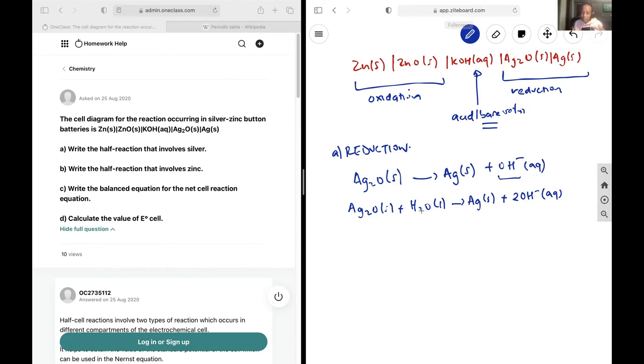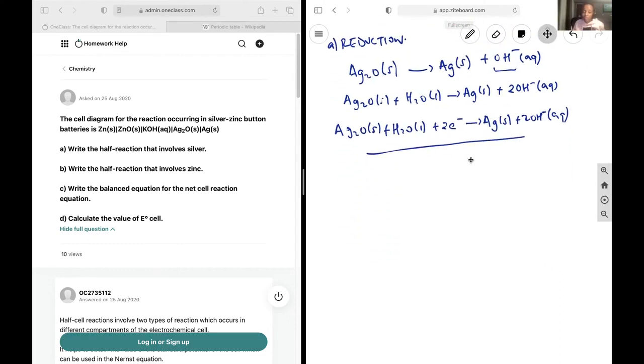Okay, so oxygen is fine, hydrogen is fine, but what's left is the charge. And so here we have a charge of 2 minus, here we have a charge of 0, so we're going to balance that out using electrons. So that it can become Ag2O solid plus H2O liquid plus 2 electrons to give us Ag solid plus 2 OH minus in aqueous solution. And that's going to be the half reaction that involves silver.